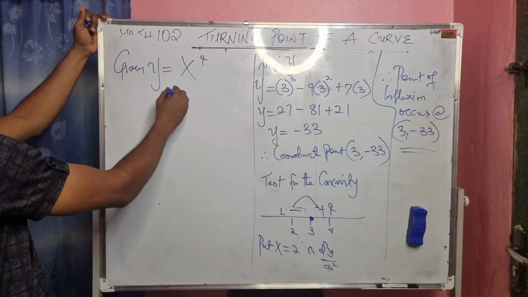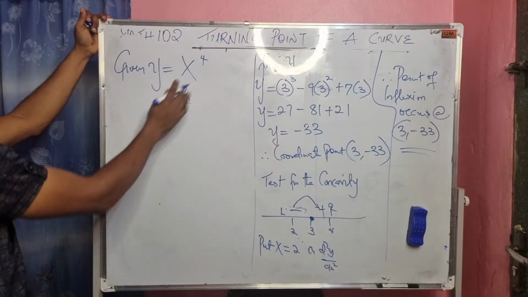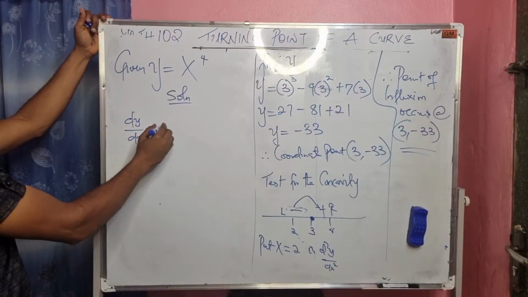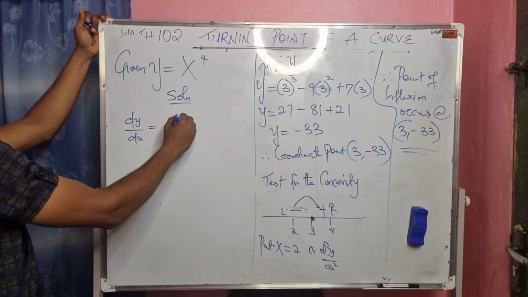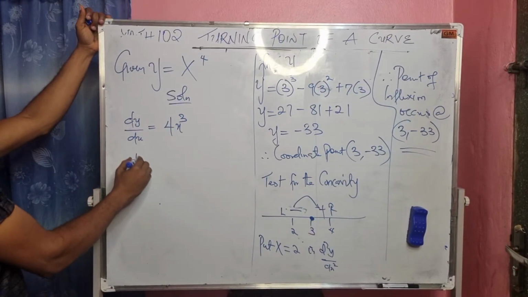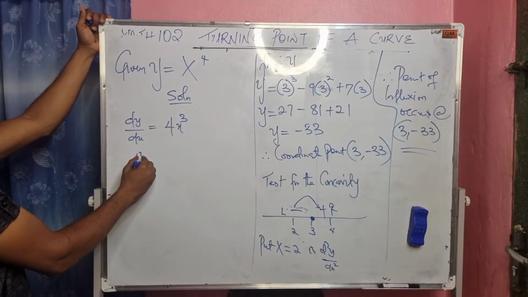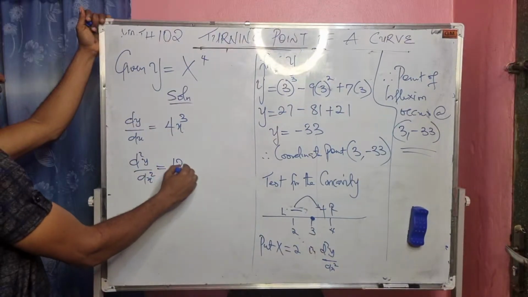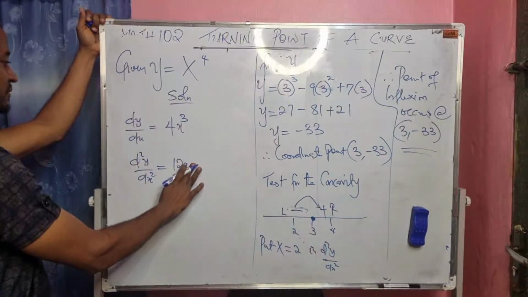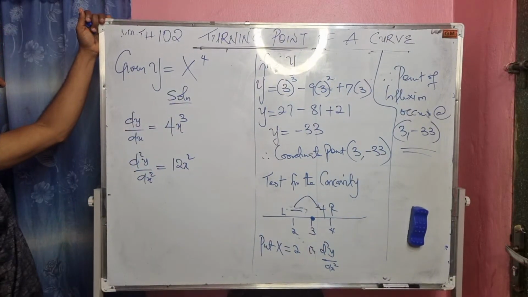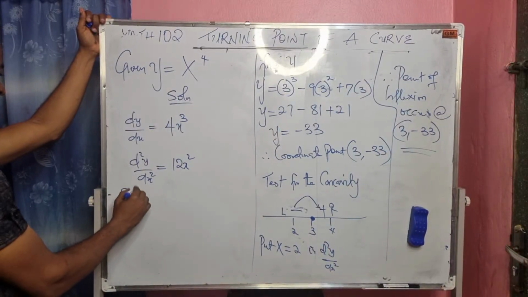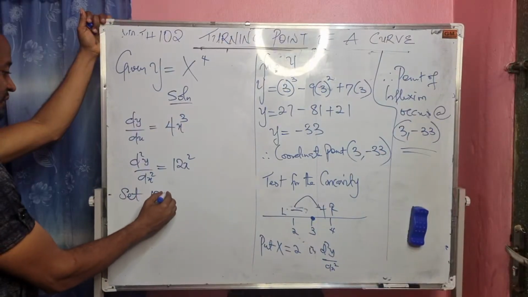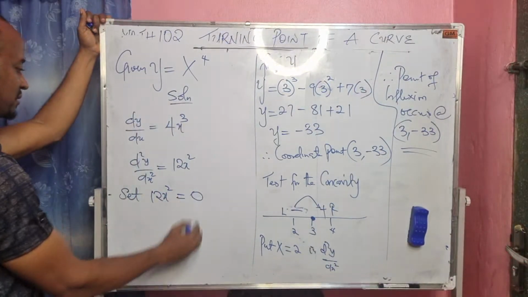The solution is to find the first derivative, which is dy over dx, and that will give us 4x to the power of 3, right? Second is to find the second derivative, d2y over dx squared, which is 12x to the power of 2. The third is to set d2y over dx squared equal to 0, meaning I'm going to set 12x squared equals 0.